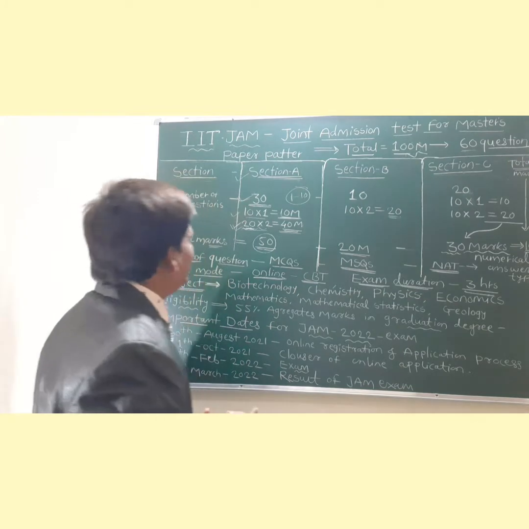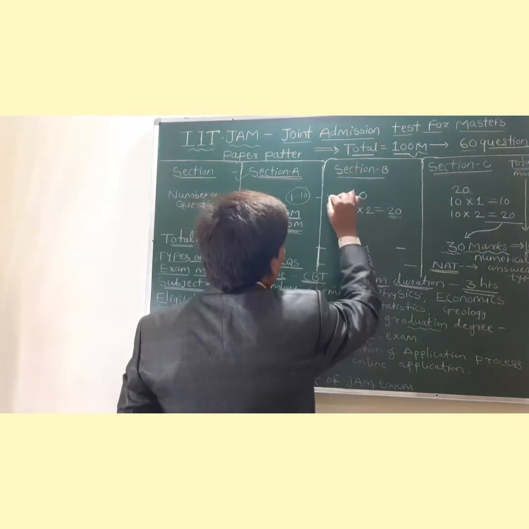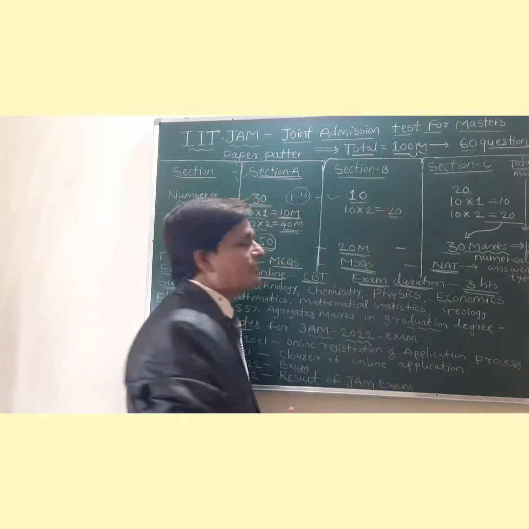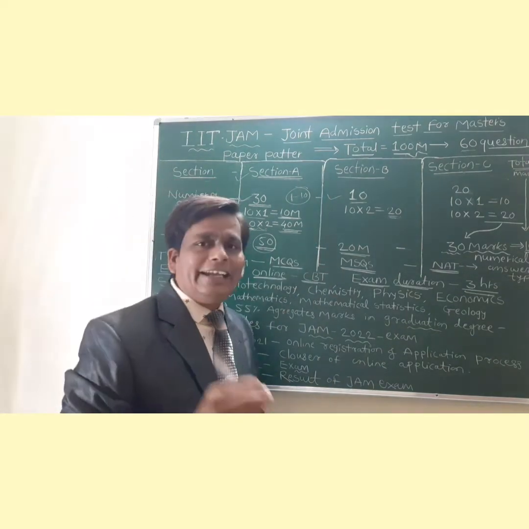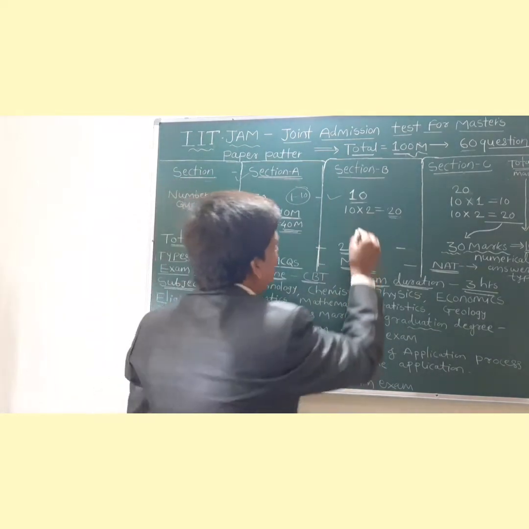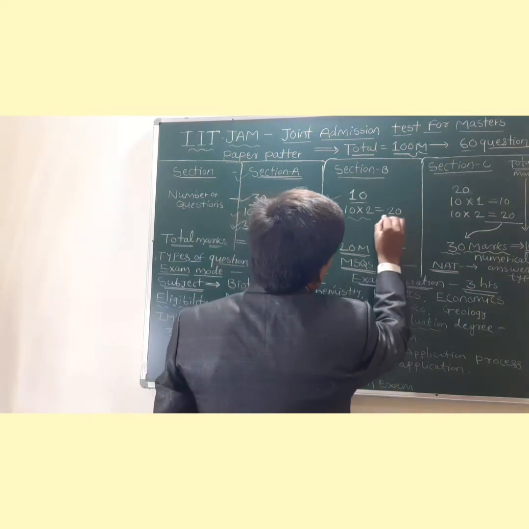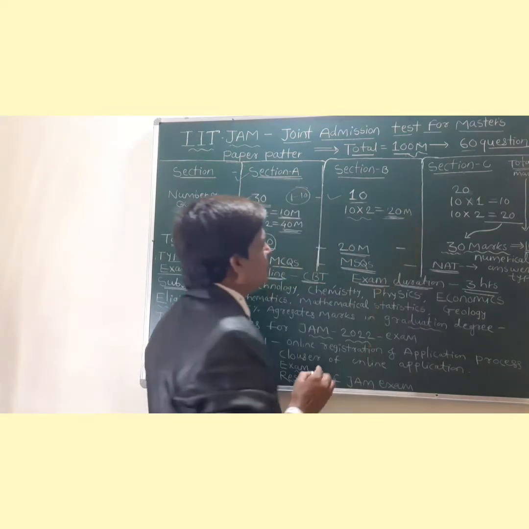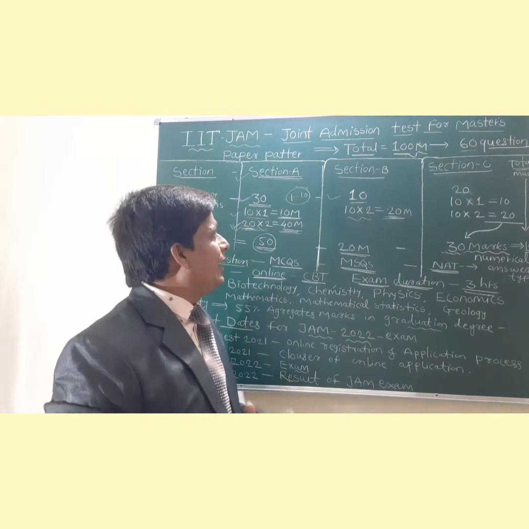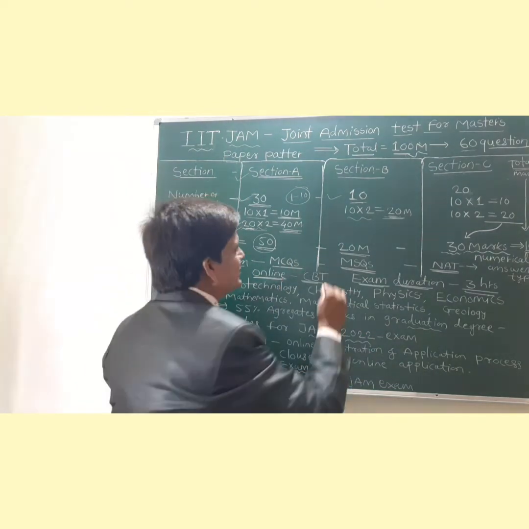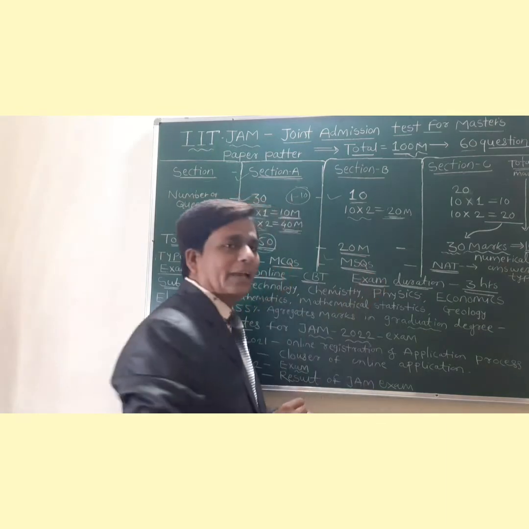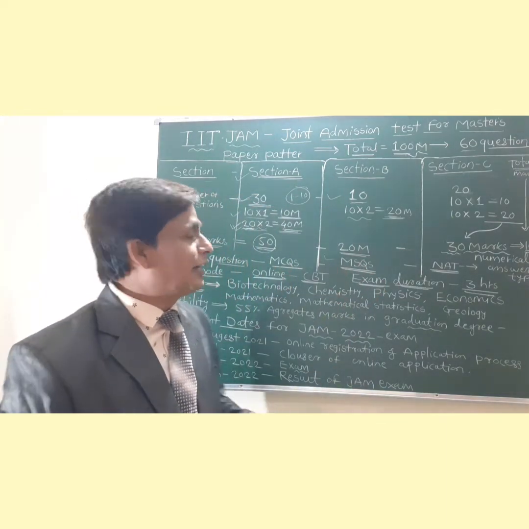Okay. So section B carries a total of 10 questions, only 10 questions. Each question carries 2 marks, that means 10 into 2, total 20 marks. So section B has 20 marks, and here there are no MCQs. It is similar to MCQ, and it is called MSQ. MSQ means multiple select questions.